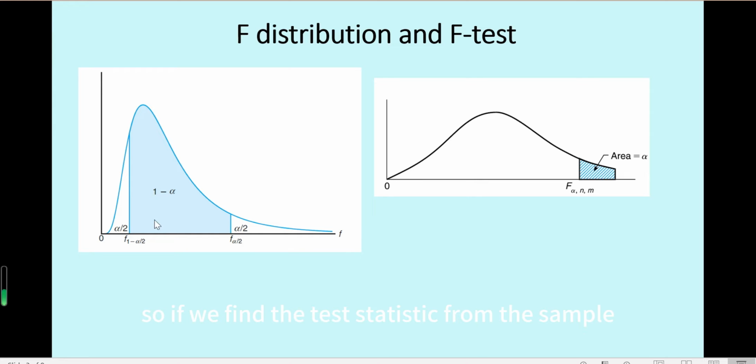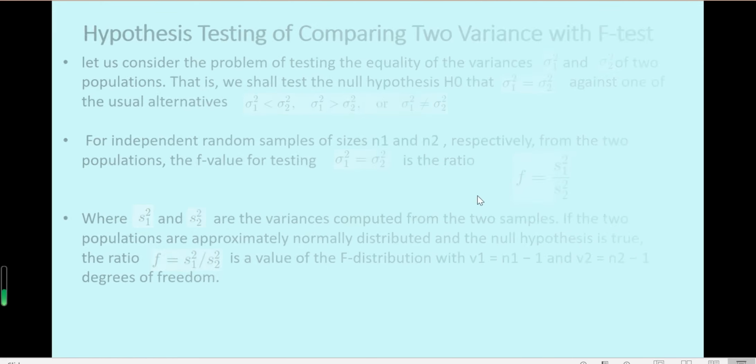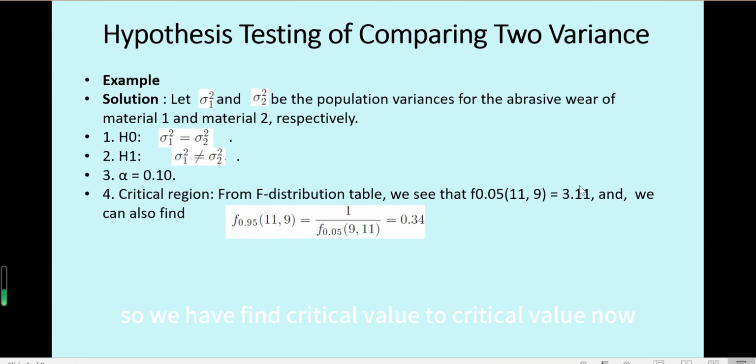So if we find the test statistic from the sample in the blue area, then the test is not significant. If it is in the white area, the test is significant, right? So we have found critical value to critical value now.